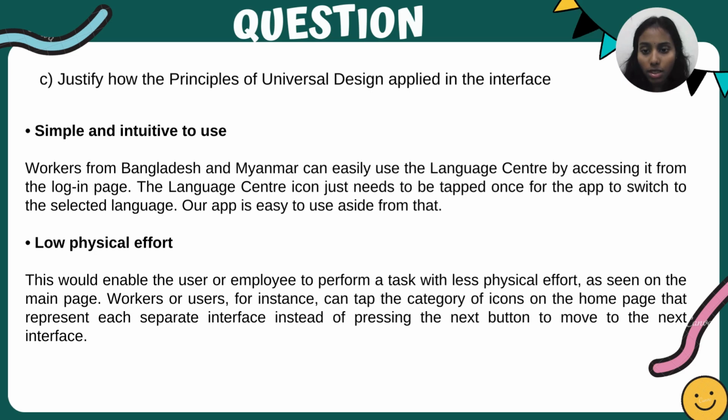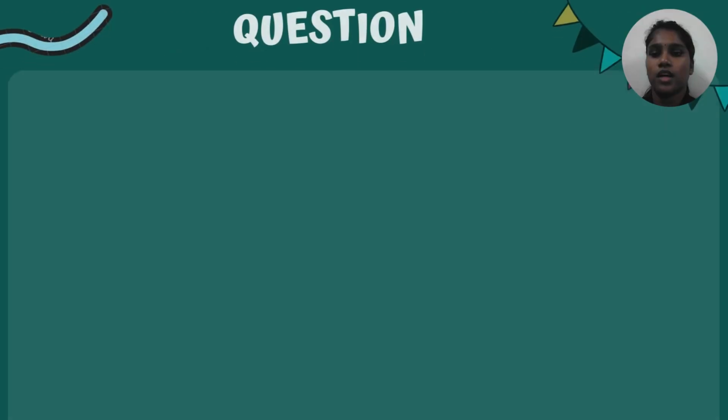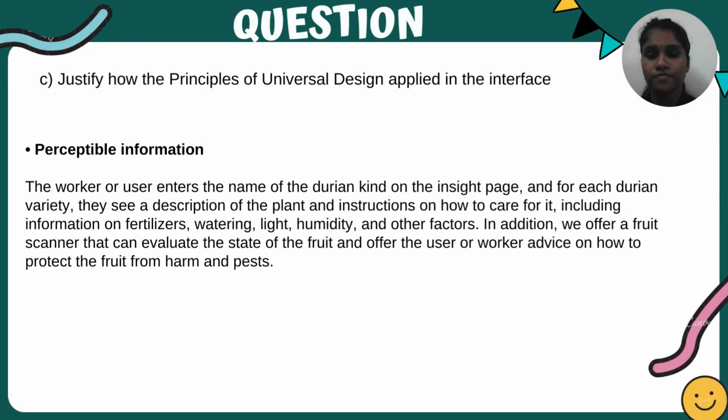So the fourth one is low physical effort. This would enable the user or employee to perform a task with less physical effort, as seen on the main page. Workers or users, for instance, can tap the category of icons on the home page that represent each separate interface instead of pressing the next button to move to the next interface. The last one is perceptible information.